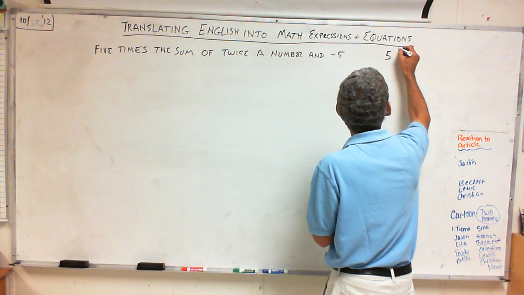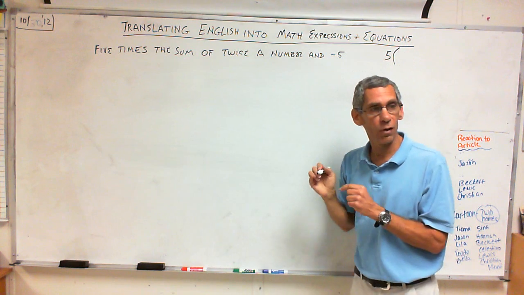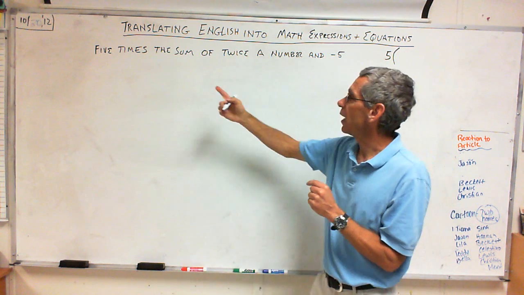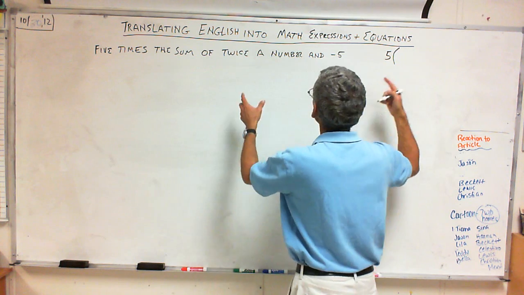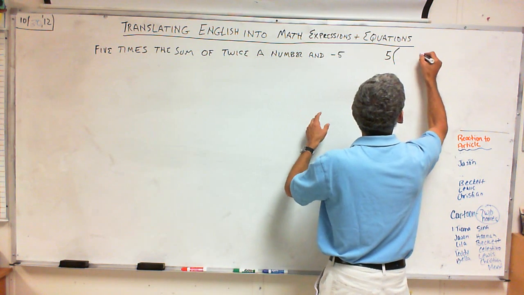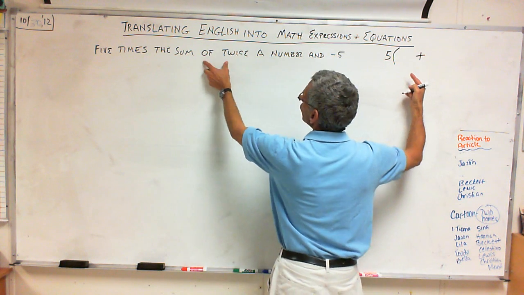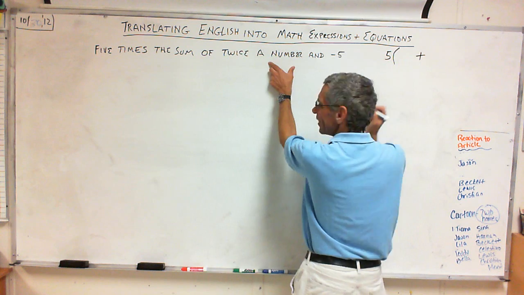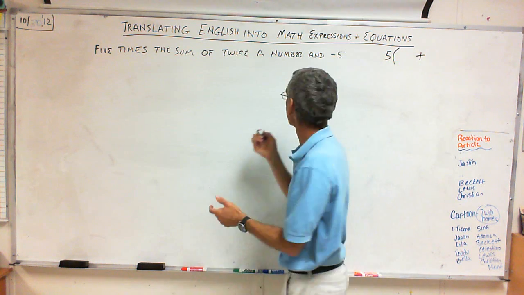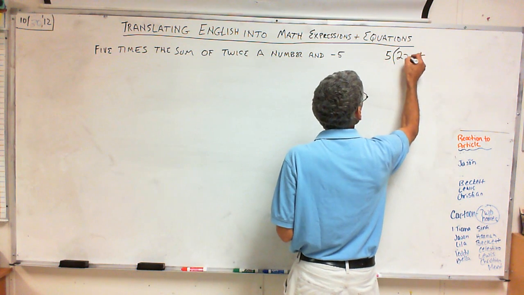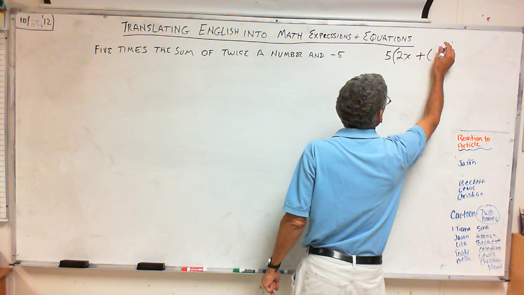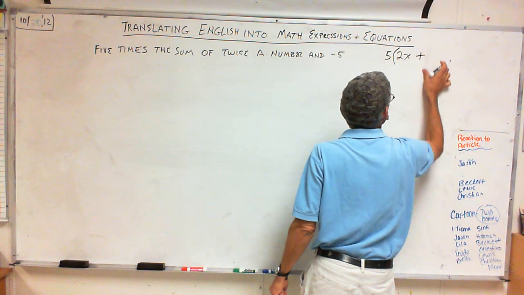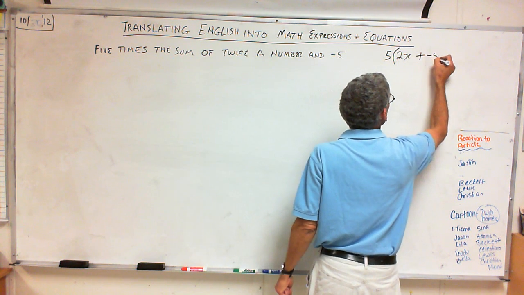Yes, so 5 times. Remember, parenthesis always means multiply. So 5 times, and now it just says the sum of, that means there's going to be 2 numbers here, so I'm going to have a plus sign in the middle. Twice a number, how would I write that? 2x, right? Yes, exactly. 2x and negative 5. I could do this, negative 5.